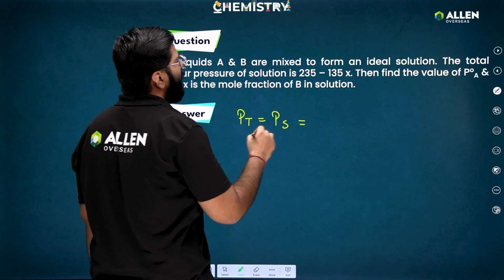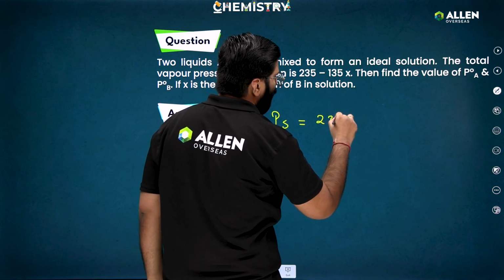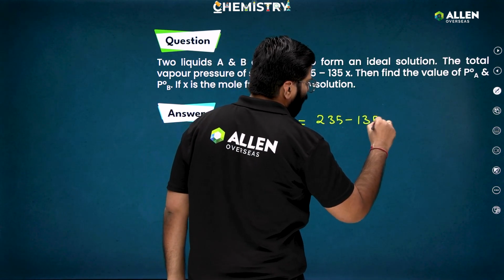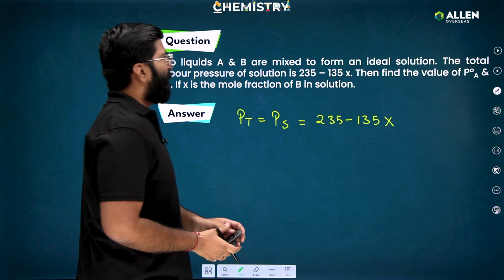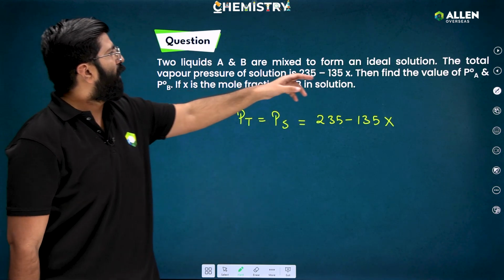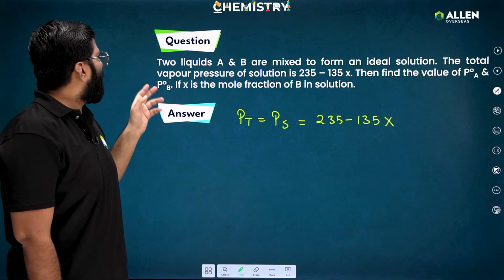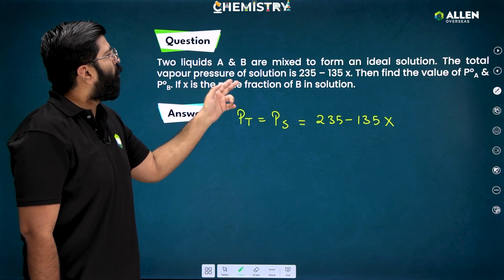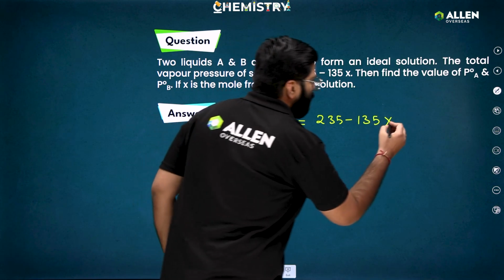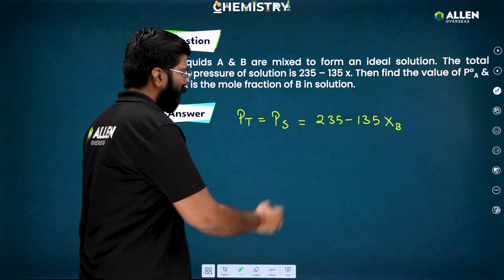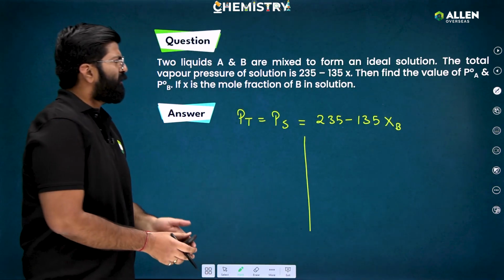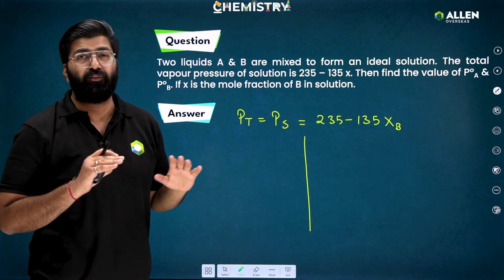This is given to me as 235 minus 135 x. But what is this x over here? Then find the value of PA naught and PB naught if x is the mole fraction of B. So this is the mole fraction of B over here. To solve this question, once you get it, this question is very, very easy.